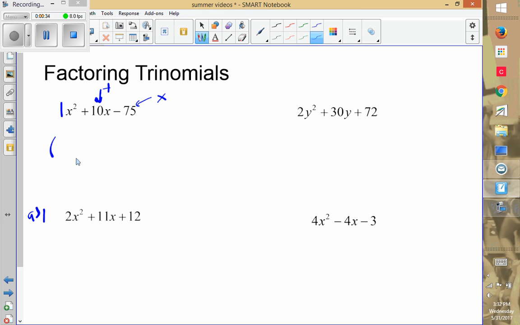So you look for two numbers that multiply to -75 and add to 10. Those two numbers are +15 and -5. So you would write the two factors, x plus the number 15 and then x minus the number 5.